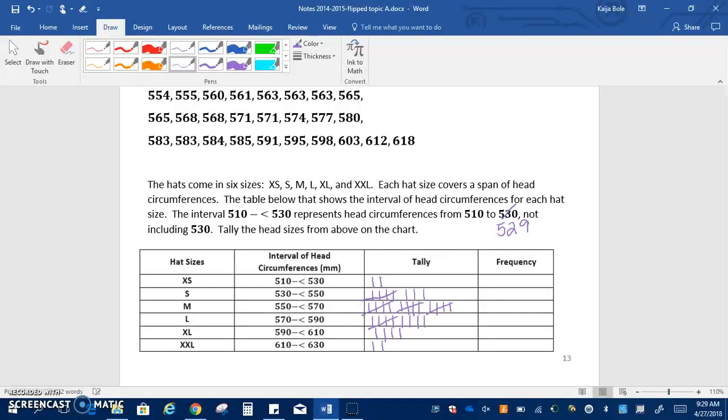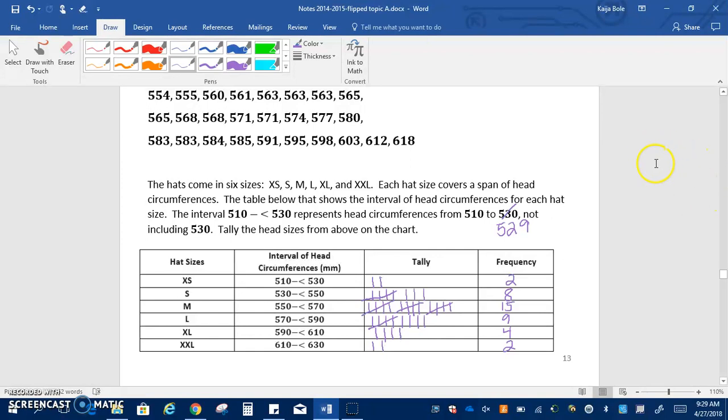So our frequency is how many tallies. So here we have 2. In small we have 8. In medium we have 15. In large we have 9. In extra large we have 4. And in double extra large we have 2. So if you added up all these frequencies, you should get the amount of numbers that you have.